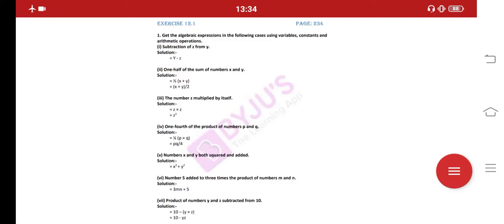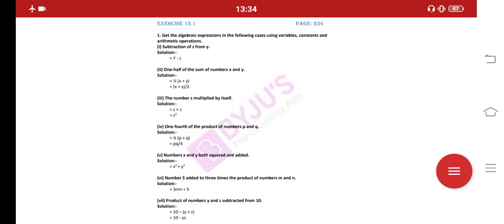Hello students, today we will start a new chapter, chapter number 12 of class 7th, algebraic expressions. Okay, so see here, in the first question, what we have to check: get the algebraic expression in the following cases using variable, constant and arithmetic operations.